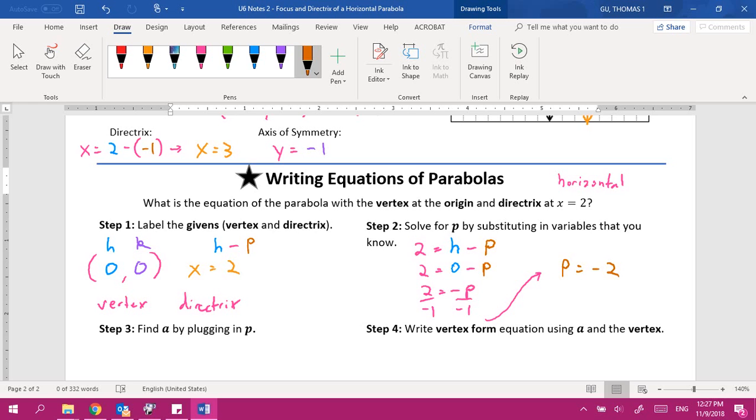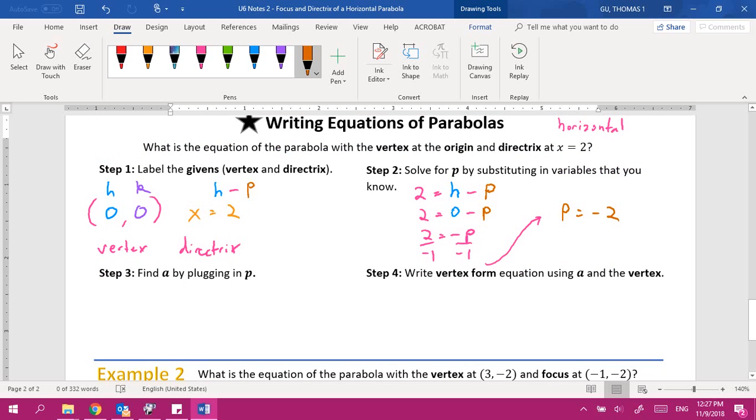What do you need to do with that P to find what you're looking for? Plug it in. What are we looking for? A. And so A always equals what? 1 over 4P. So it's going to be 1 over 4 times negative 2. 1 over 4 times negative 2, which equals 1 over negative 8. That is correct, which means it's going to equal negative 1 over 8. Good.